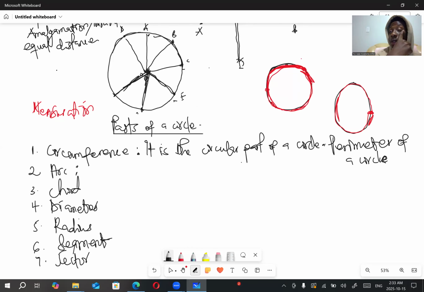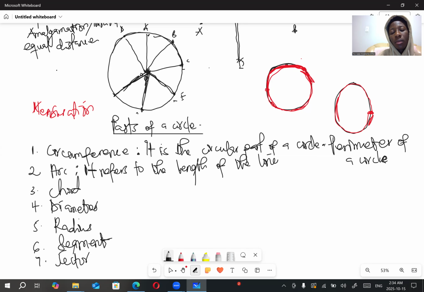Okay, let's move on. The next on our list is arc. Let me know if you are ready. It's important you draw the figures and note some information down for future reference. Let me know when you are ready and I can continue. All right, arc. It refers to the length of the line segment between 2 points on the circumference.